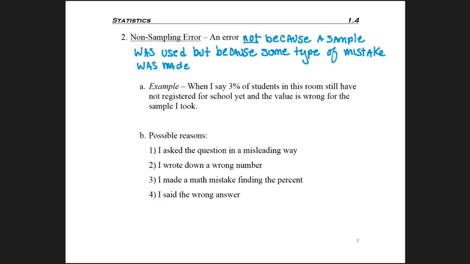So it's not that I used a sample, and notice, it can still come from a sample, but if 3% is wrong for the group of people that I was looking at, then there's a problem, and it's a non-sampling error. And there's all sorts of reasons. A couple are listed here. Maybe the question was asked in some sort of misleading way, and people didn't know how to answer it. Maybe I just wrote down a wrong number. Maybe I did some sort of calculation error, or everything was right, but when I reported it or I typed my final report, I just gave some sort of invalid number.